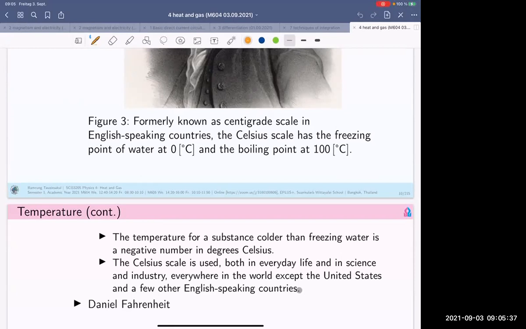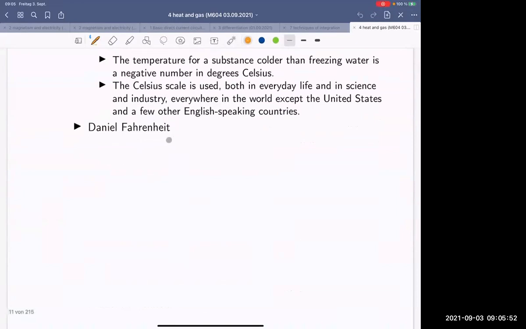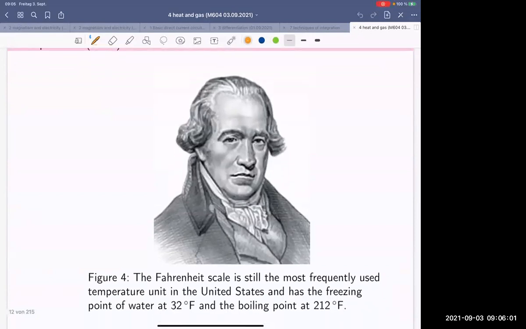People often do not use the Celsius scale, but rather they use this scale, named after this person, Daniel Fahrenheit. Daniel Fahrenheit is a person who observed something about heat and temperature, and he built up his own scale, which is known according to his surname. The Fahrenheit scale is still the most frequently used temperature unit in the United States.